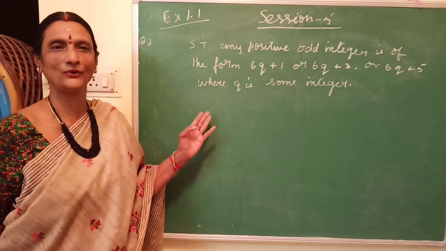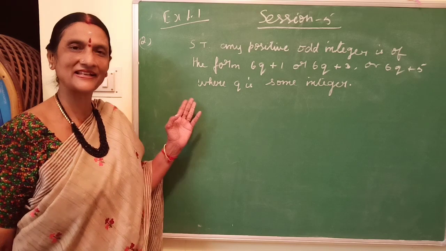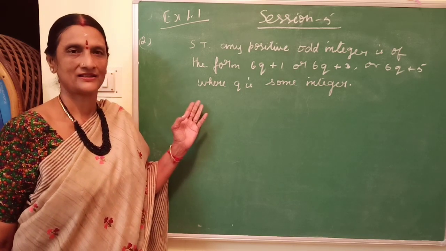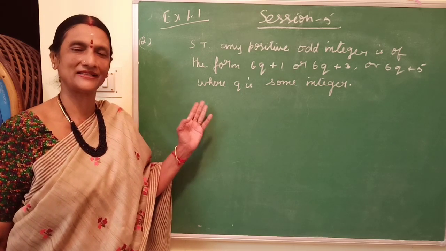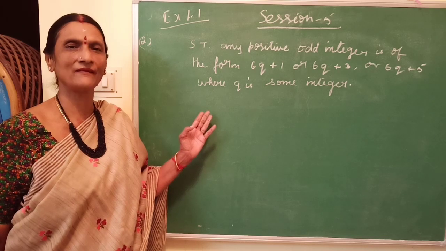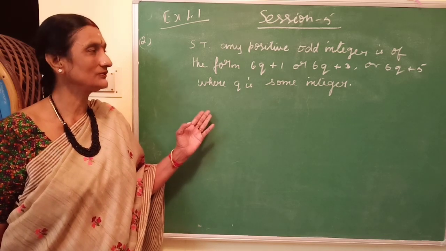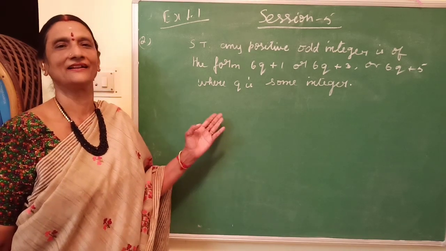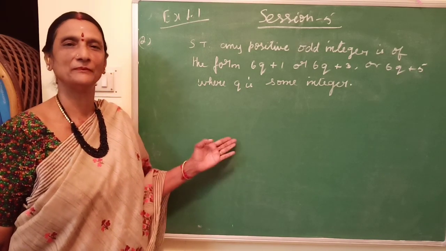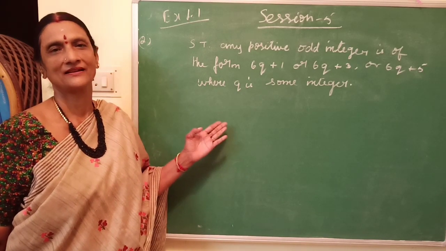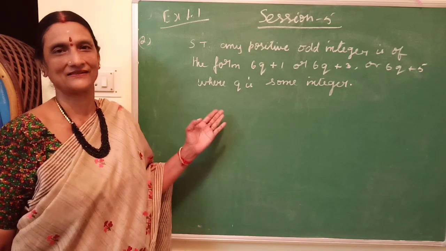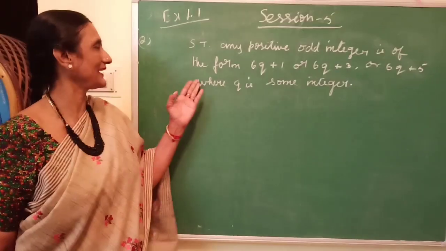Okay, we are continuing with our sums in exercise 1.1. Till last session we did about the HCF and its applications. Now we are moving into the characteristic representation of a number using division lemma. Sums are based on this. Okay, we'll try the second sum.